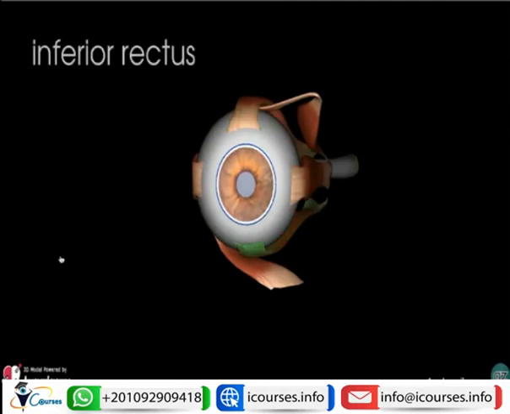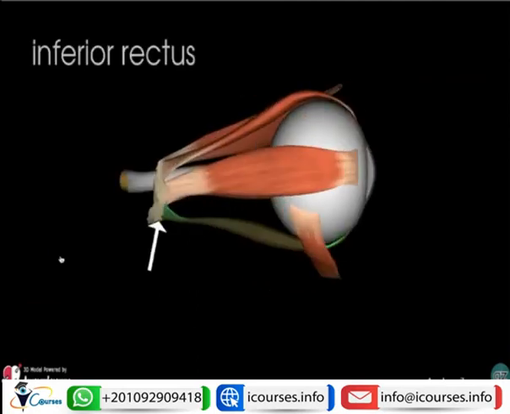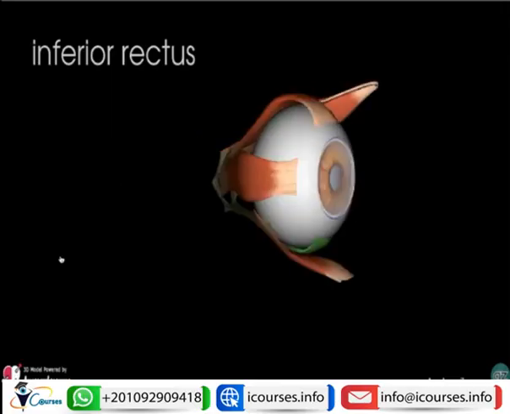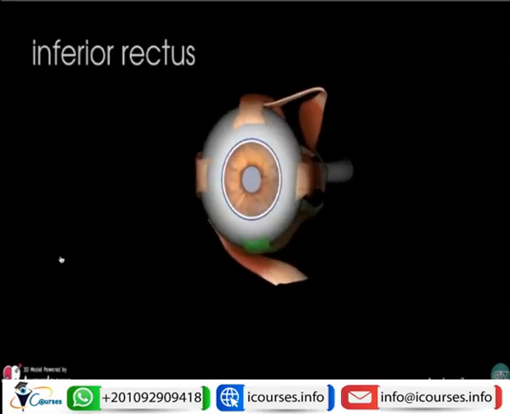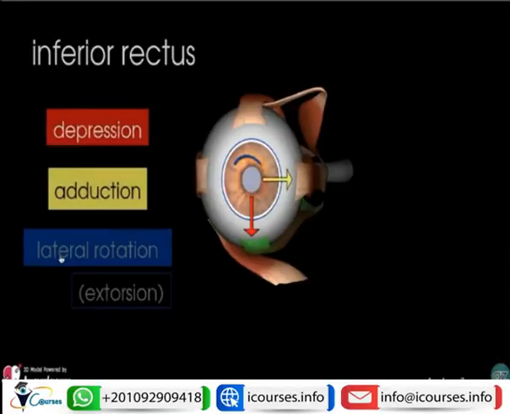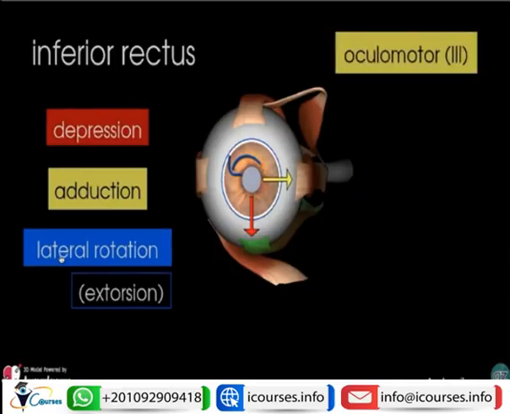The inferior rectus muscle originates from the inferior part of the common tendinous ring, and it inserts onto the inferior and anterior aspect of the sclera. Its main movement is depression, but it also contributes to adduction and lateral rotation of the eyeball. It is innervated by the oculomotor nerve, cranial nerve 3.